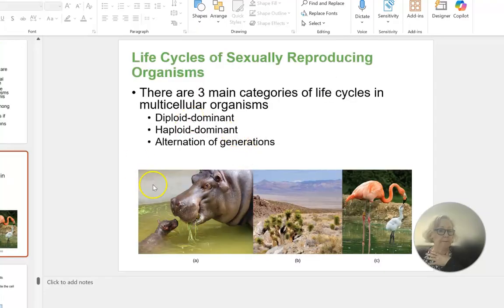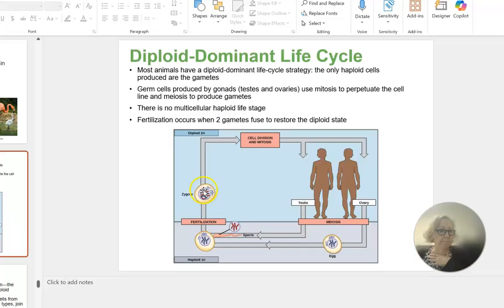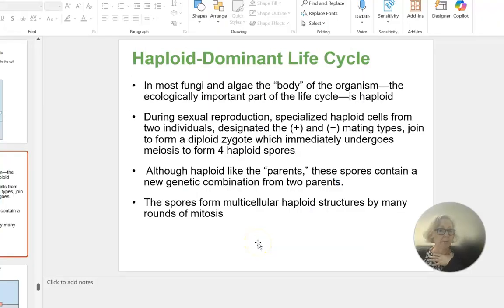Okay? So most animals are diploid dominant, right? Your whole body is diploid, except for your gametes. So you live all of your life as a diploid dominant organism. Not everybody does it, right? Here's you living as a diploid, and the only things in your body that are haploid are your egg and your sperm.